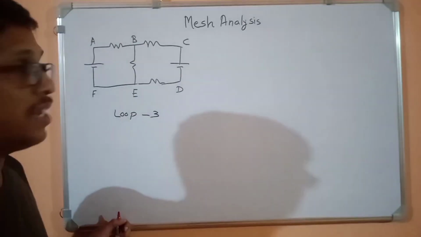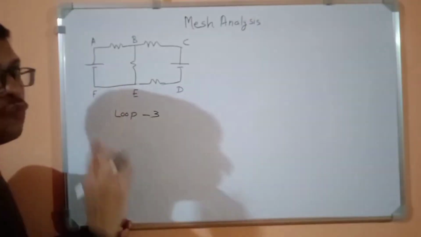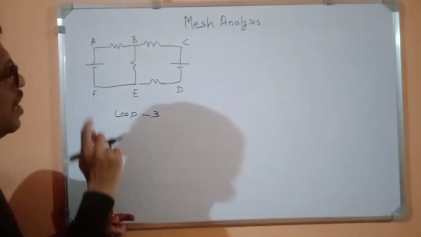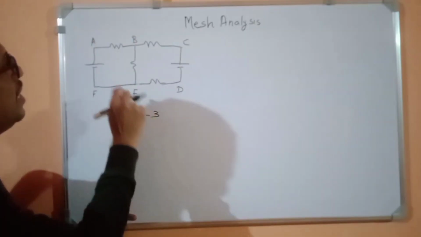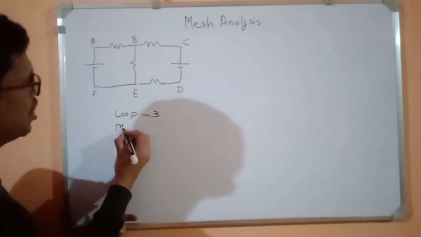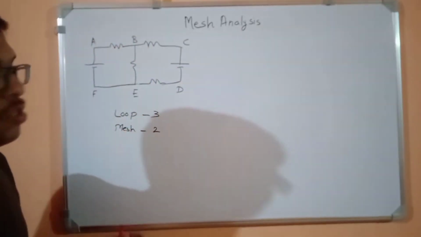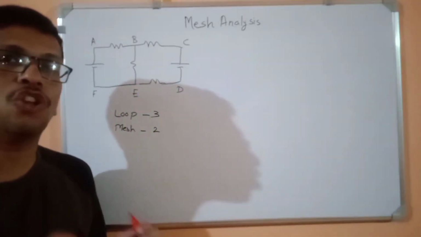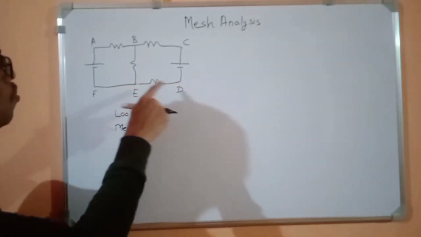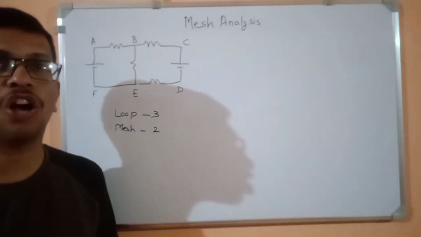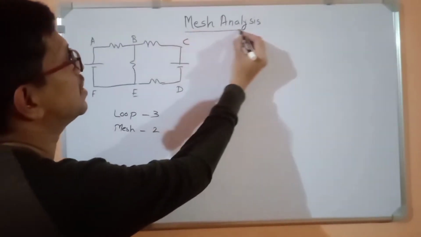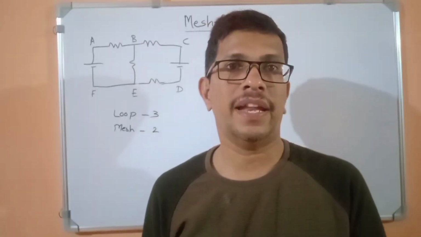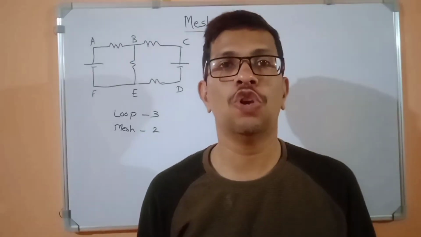But what is mesh then? Mesh is the smallest loop which cannot be further divided. Here you can say A, B, E, F, A is one mesh and B, C, D, E, B is the second mesh. So the number of meshes here is only two. So mesh can be a loop, but every loop is not a mesh. Because if you observe, the outer loop is not a mesh. What is mesh analysis? Mesh analysis is the method in BEEE to solve any circuit having two or more loops.